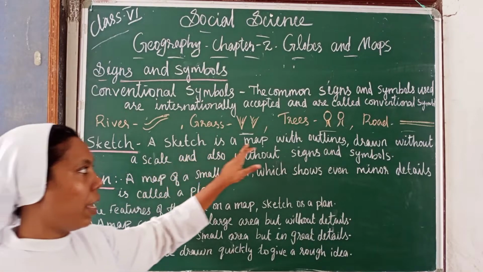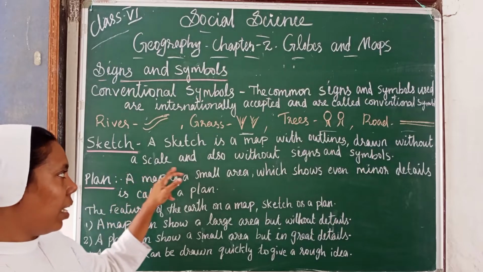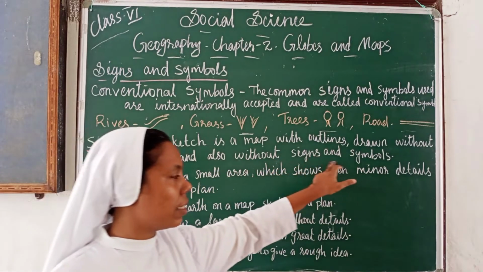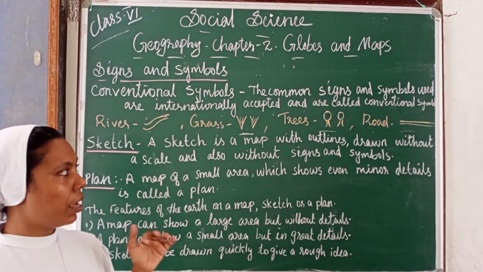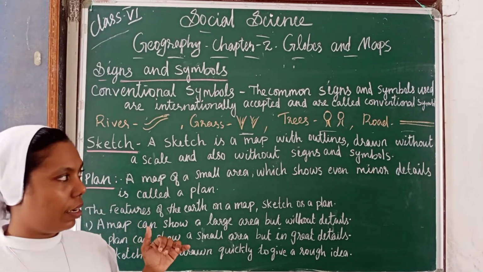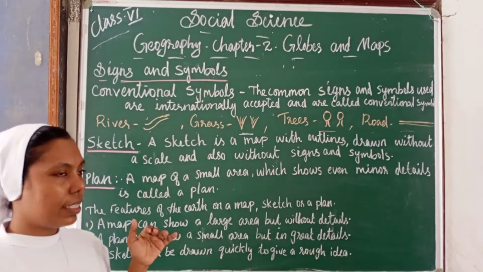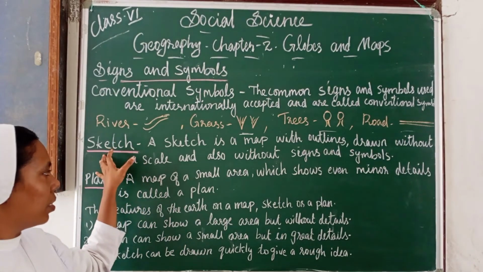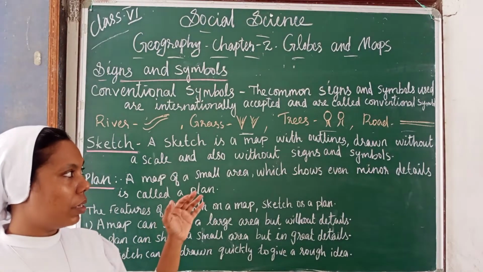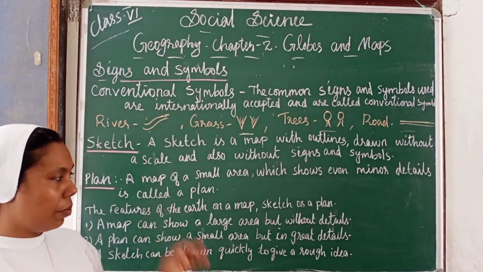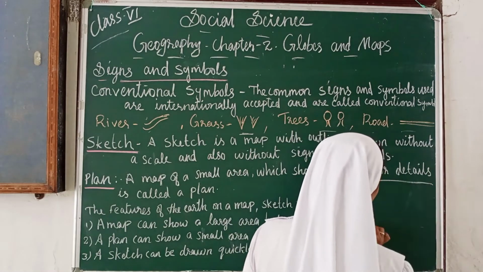A sketch is a map with outlines drawn without a scale and also without signs and symbols. What is a sketch? A sketch is a map with outlines, drawn without scale and without signs and symbols. When we draw a sketch, there is no measurement or scale, and there are no signs and symbols. It is just with the outline.